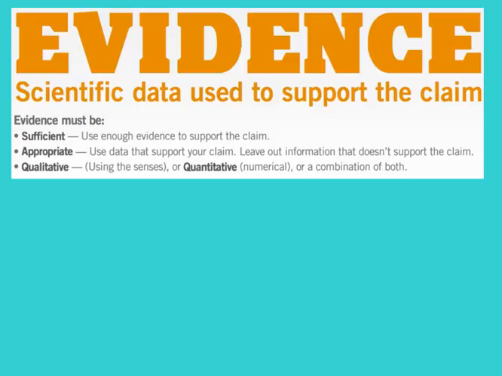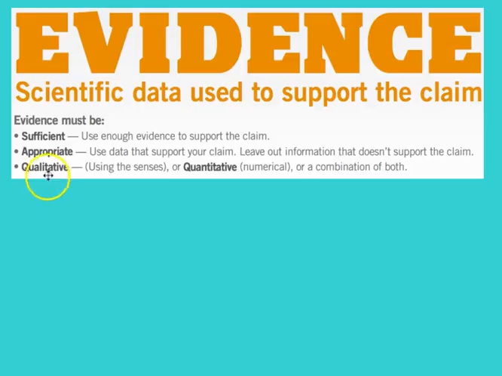So here it says evidence is scientific data used to support the claim. And evidence must be sufficient. Use enough evidence to support your claim. It needs to be appropriate. Use data that supports your claim. Leave out information that doesn't support the claim. And qualitative uses senses, or quantitative uses numbers, or a combination of both.